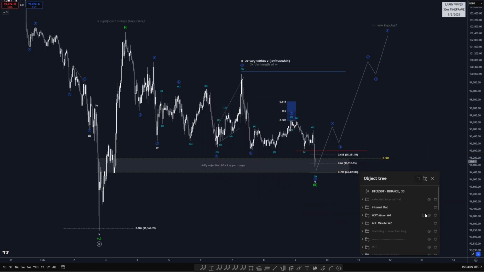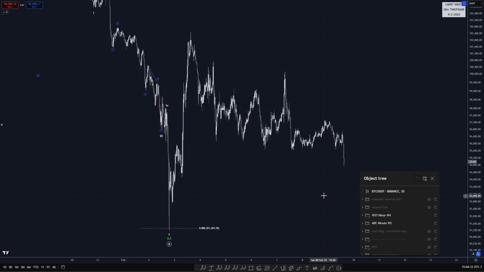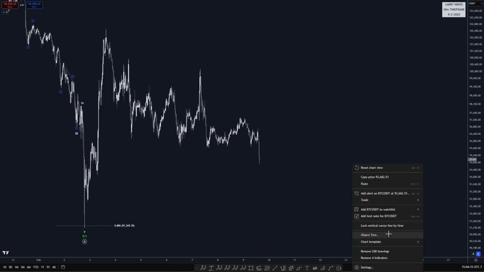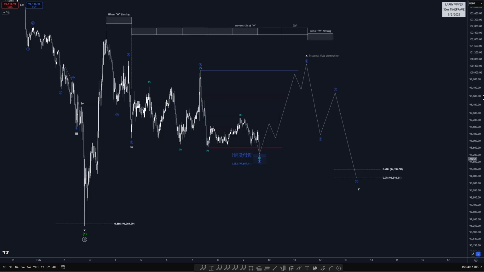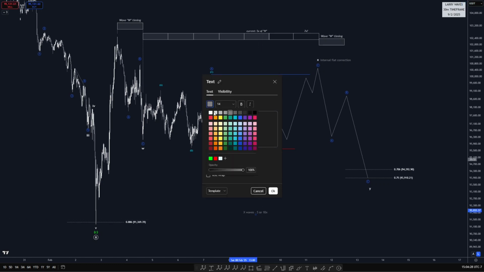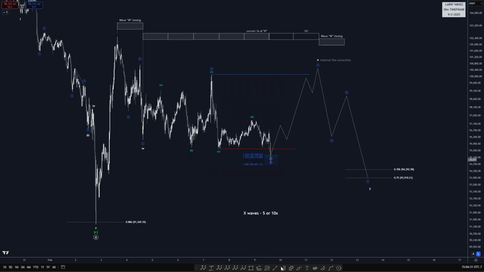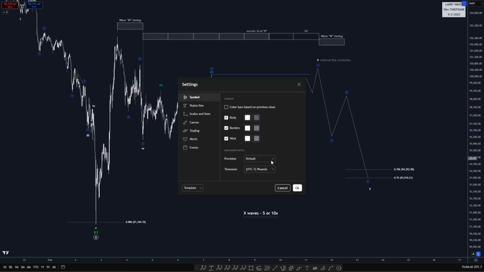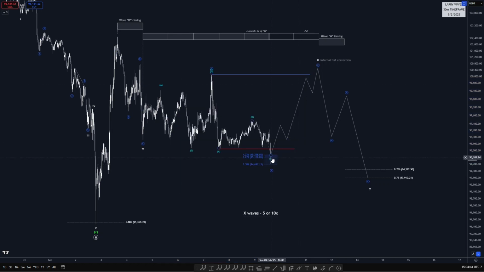Now, a variation of this count is saying that we still are in a WXY, yet we still have a little more time to correct. Now, when it comes to X waves, they can be 5 or 10 times the length of a wave W. This makes things tricky, because it could continue to extend further on. But as of right now, looking at the structure, it's pretty much falling in line with what I expect if this was an extended X wave.